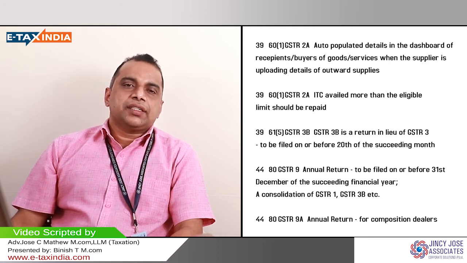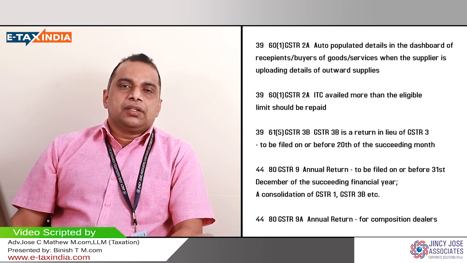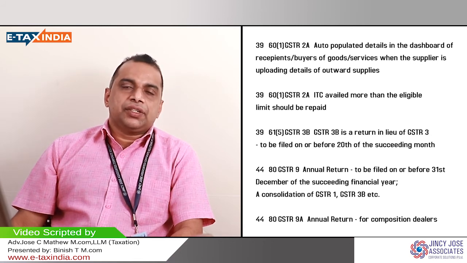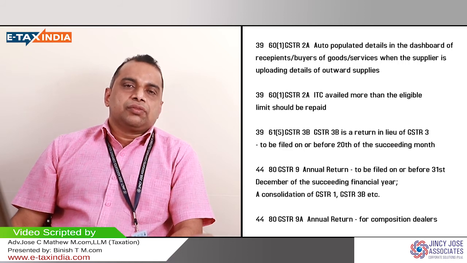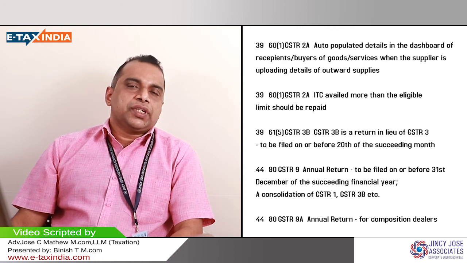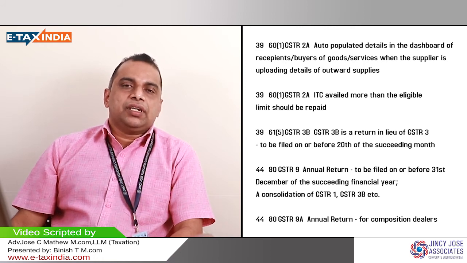Annual return is a consolidated statement of the returns filed monthly or quarterly. For regular taxpayers, GSTR 9 is the annual return form and it is to be filed on or before 31st December of the succeeding financial year. That is the due date for filing the annual return. For 2017-18, the annual return due date has been extended up to February 2020, so it has been filed late. Actually, a lot of extension dates were provided.